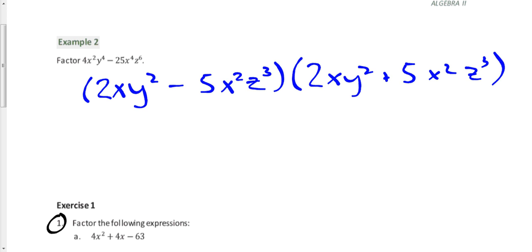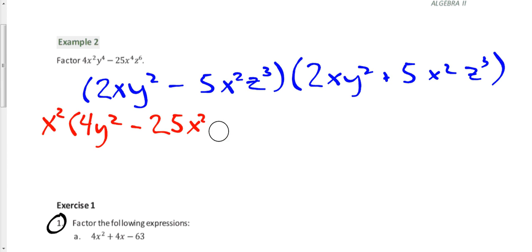I'll do this in red so we can tell the two solutions apart. So x squared and then times what? Oh, we got 2y squared. No, not 2y squared. X squared, if I factor x squared out of this, it's 4y squared minus 25x squared z to the 6. You did yours in one step, didn't you? I'm doing it in 2 steps.